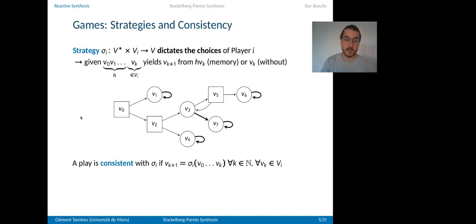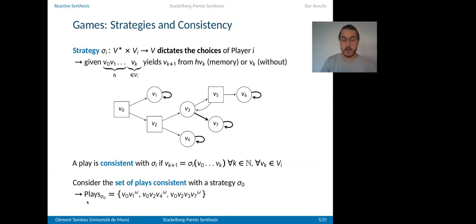We say that the play is consistent with strategy sigma_i if v_{k+1} is equal to sigma_i of v0 to v_k whenever v_k belongs to player i. So this means that, in the play, whenever a vertex of player i is encountered, the next vertex to appear in the play is the one dictated by the strategy, given the vertices which have already been encountered. We can consider the set of plays which are consistent with a strategy. So for our example strategy sigma_0, we write Plays of sigma_0, the plays which are consistent with strategy sigma_0, and in this case it contains 3 plays. The one which loops in v1, the one which loops in v4, and the one which loops in v7.